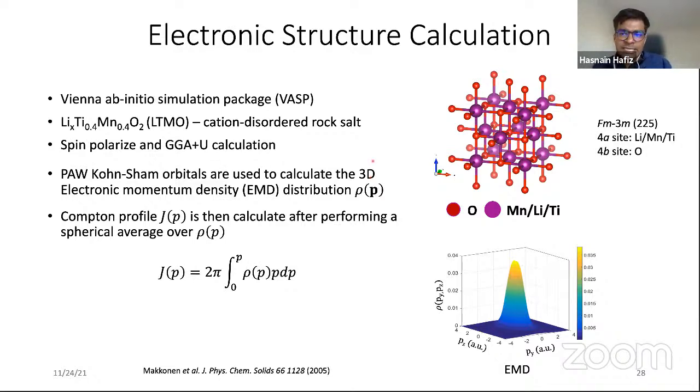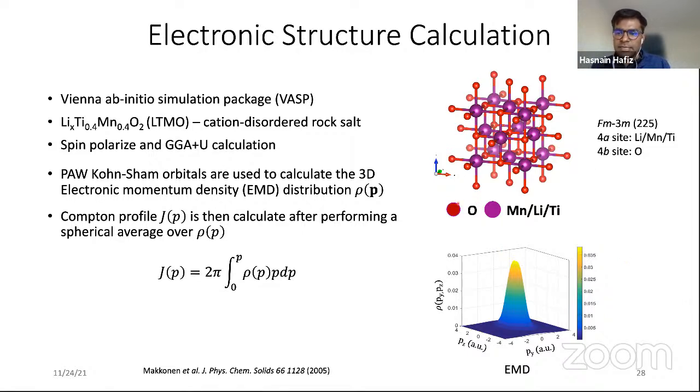So here is the detail of our electronic structure calculation. We perform DFT calculations on the LTMO structure, which is a cationic disordered rock salt. As you can see here, by cationic disorder, I mean all these manganese, lithium, and titanium actually share the same lattice site, and there is a disorder in this case. They do not follow any particular order. So some details are here.